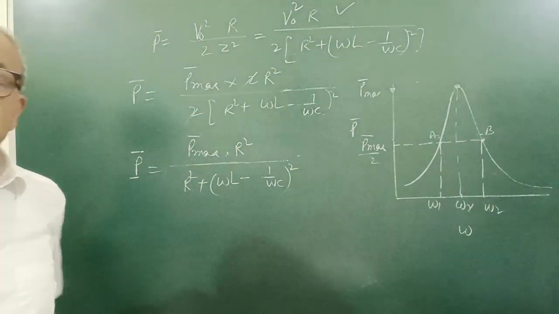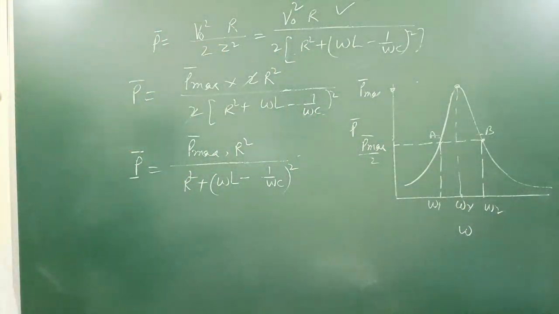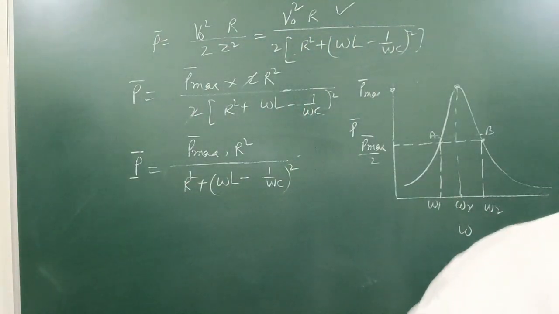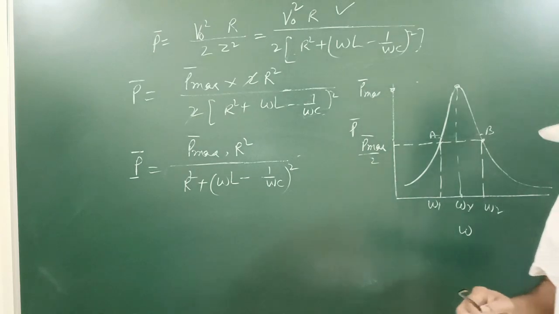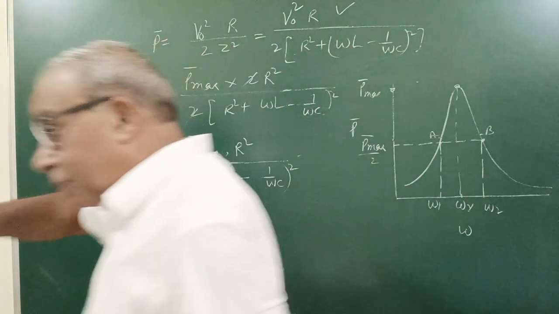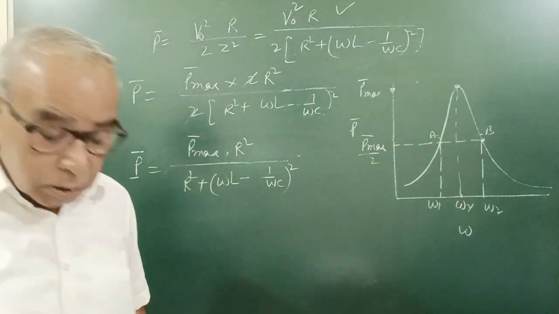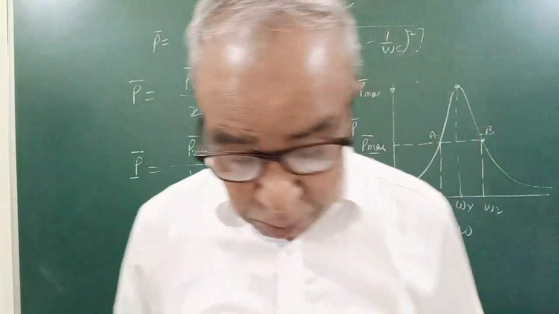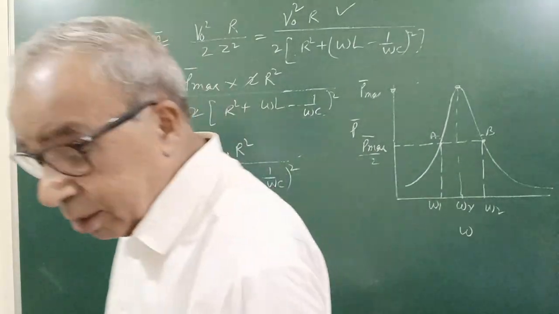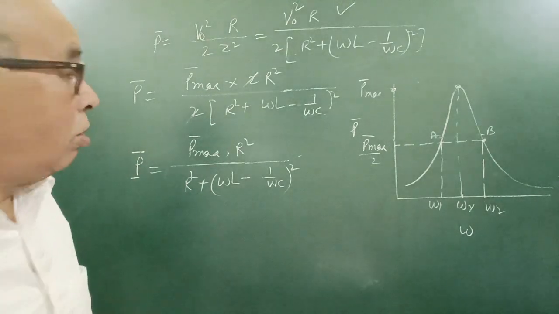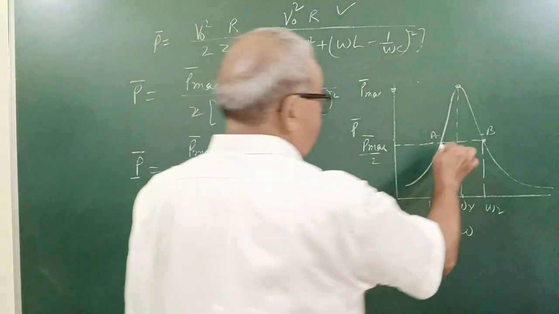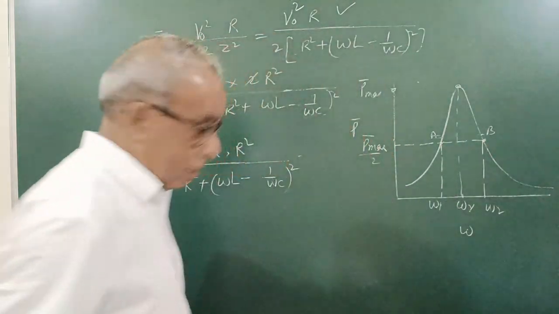Dear friend, please listen to me carefully. I am telling you a very important thing which you can apply to understand communication: how do we communicate, and how do we tune our circuit, or how do we tune our television or radio or telephone to a particular channel. That's why I am telling you. So these frequencies omega 1, omega 2 are called half power frequencies.